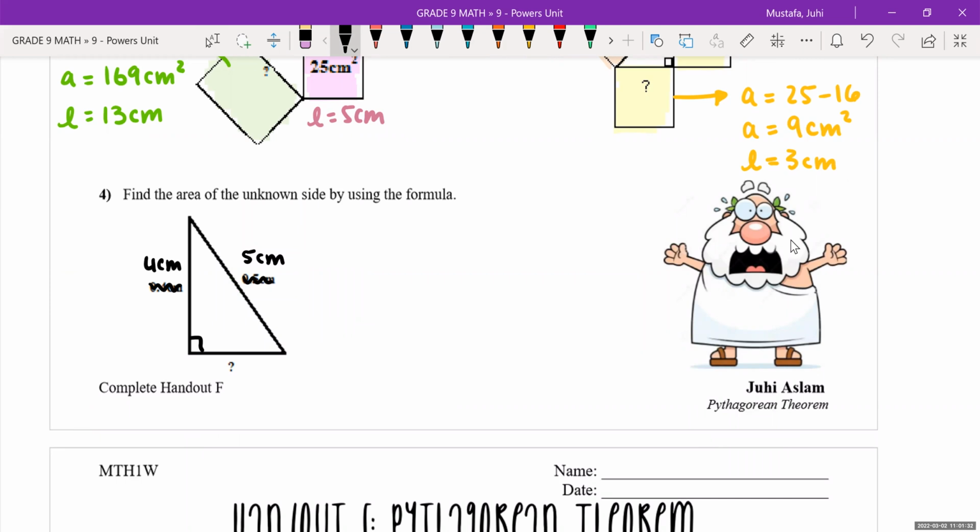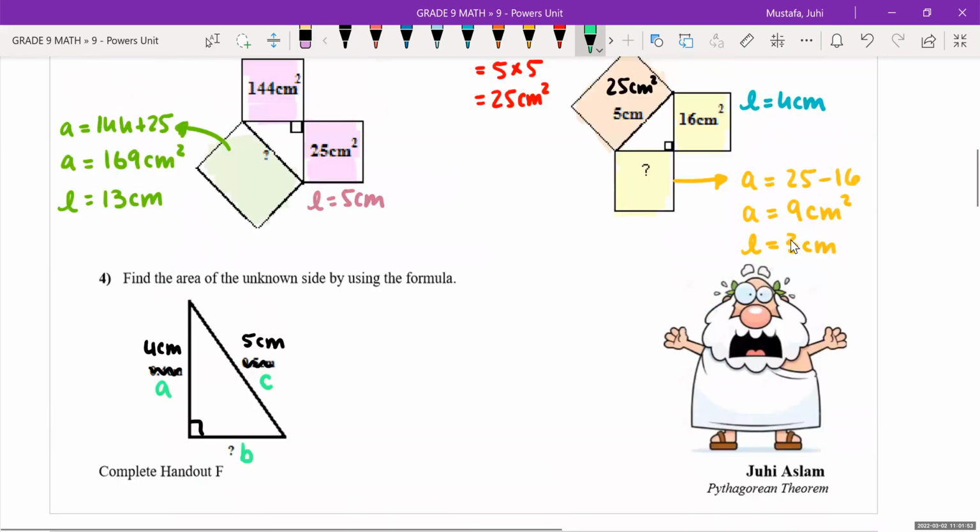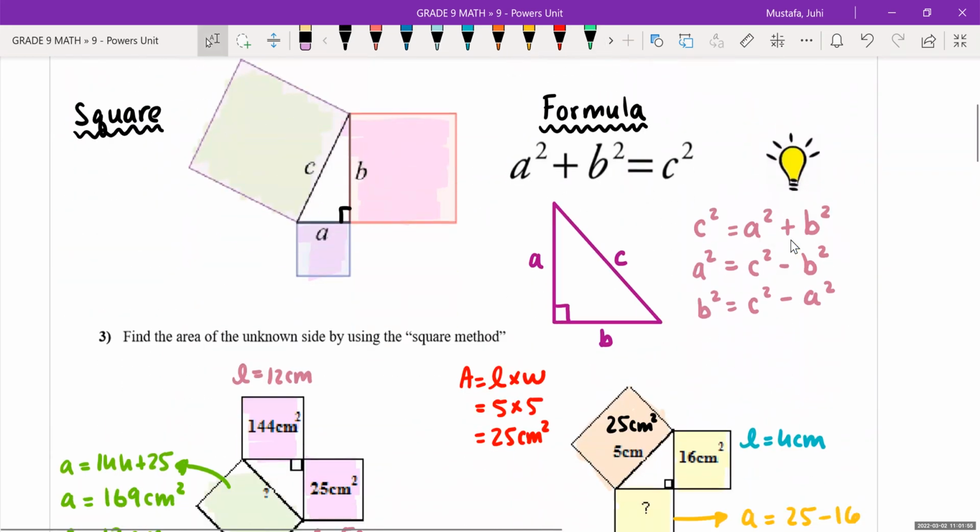The first thing I want to do before I start solving this question is let's label some of the sides. So I know the hypotenuse is going to be C for sure. Does it matter what we call the other two side lengths? No. So I'm just going to go ahead and call this one A and this one B. Based on what we said above, if we're trying to find B squared, we're going to be using this formula over here, C squared minus A squared.